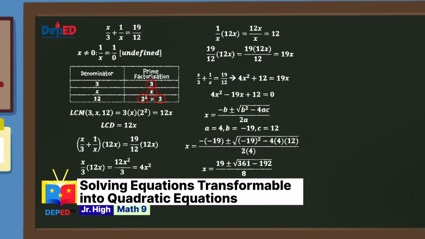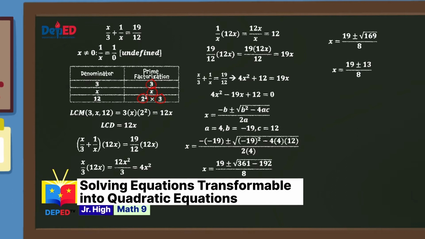So x must be equal to positive 19 plus or minus the square root of the expression 361 minus 192 all over 8. And x should be equal to 19 plus or minus the square root of 169 all over 8. X is equal to 19 plus or minus 13 all over 8.